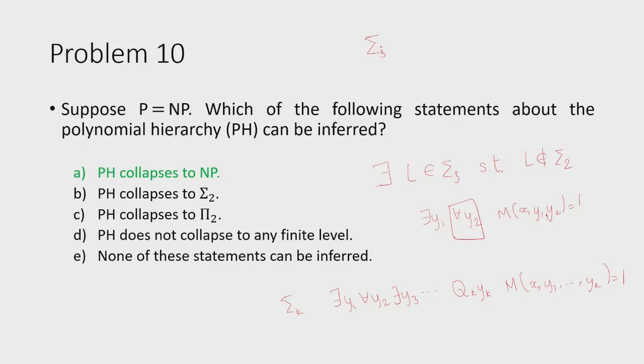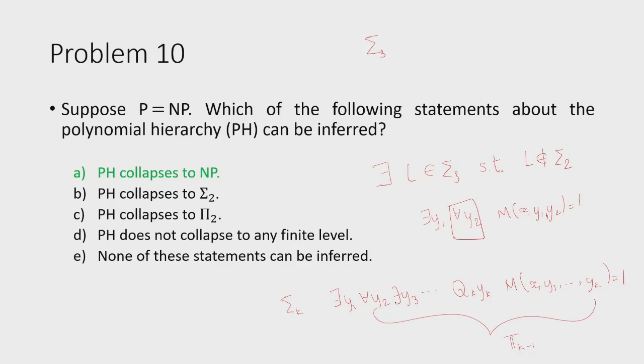Okay, and then from here, what you wrote here is after this there exists y1. Whatever remains is in fact pi k minus one, because it starts with for all. This entire thing is pi k minus one. So sigma k is equal to there exists y1 followed by a pi k minus one statement.